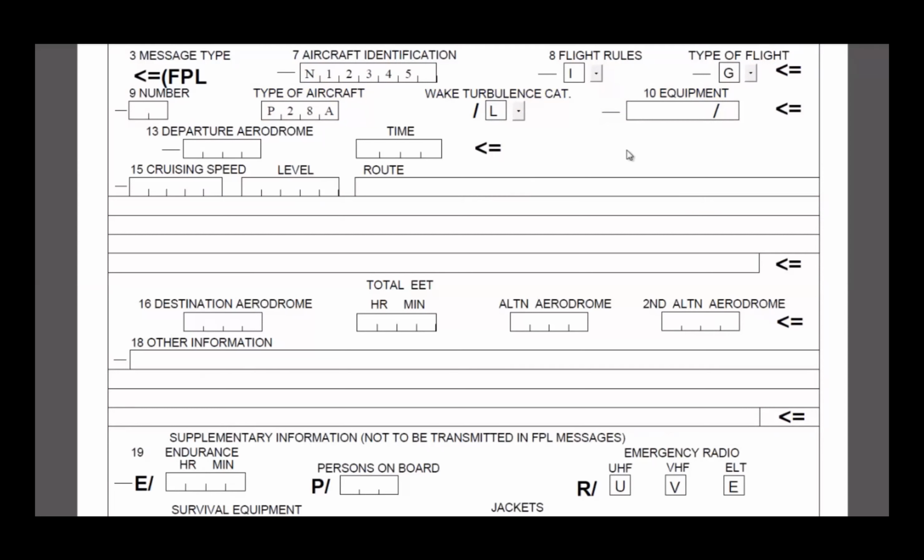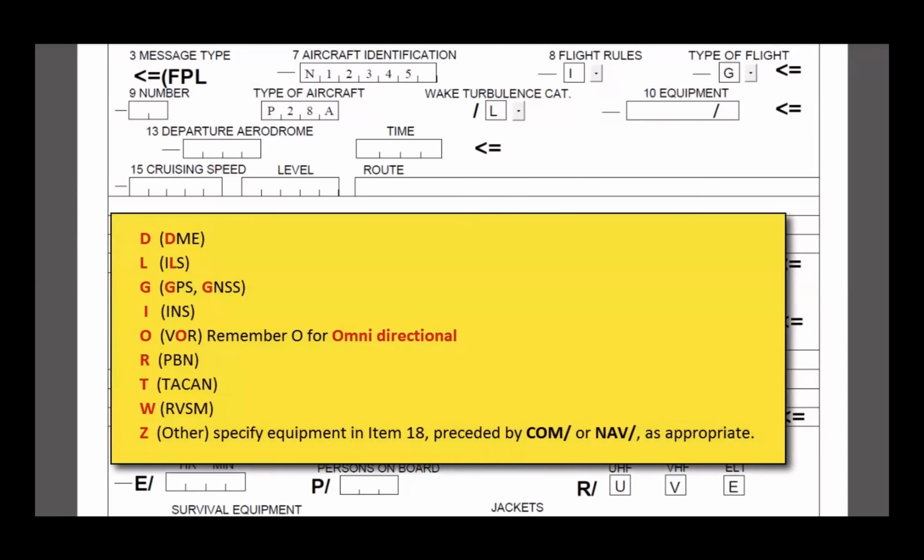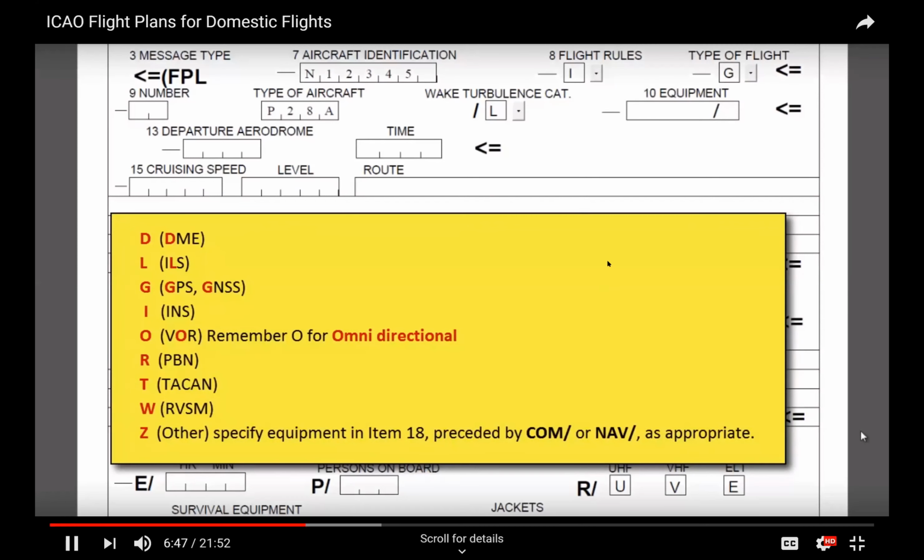If you don't have the standard equipment or you have additional equipment, you will add the letters from the following list. Here's a list of some equipment that some general aviation aircraft would have, which I've highlighted in red. For example, we have D, which stands for DME. We have L, which is for ILS, G for GPS, and O for VOR.